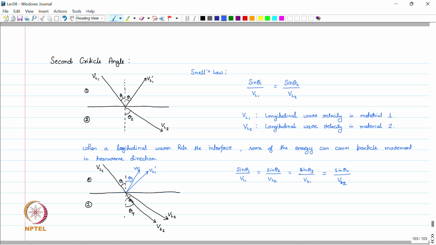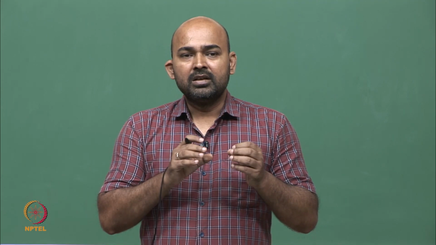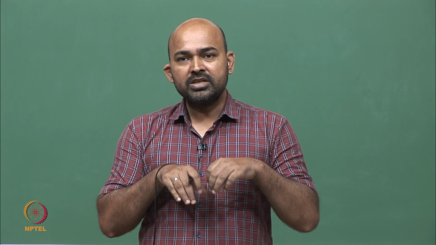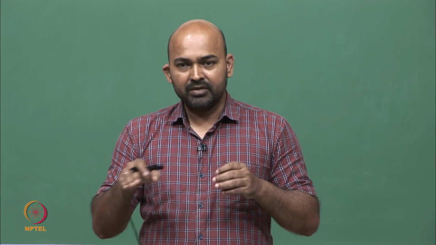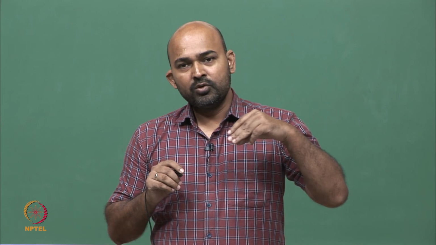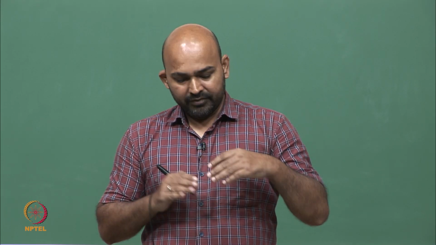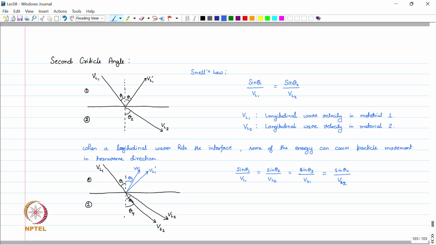So here, when a longitudinal wave is hitting the surface of this piezoelectric material, some part of this energy goes into the shear wave and some part will be longitudinal wave. Now we have two waves in material 2 which are at different angles, theta 2 and theta 4, and theta 2 is generally higher than theta 4. Now in optics, what we call a critical angle is the angle when the refracted wave is at 90 degrees.